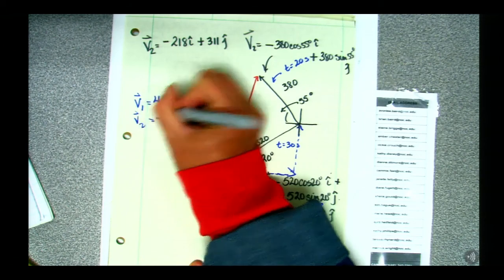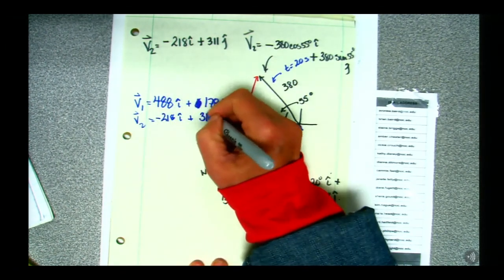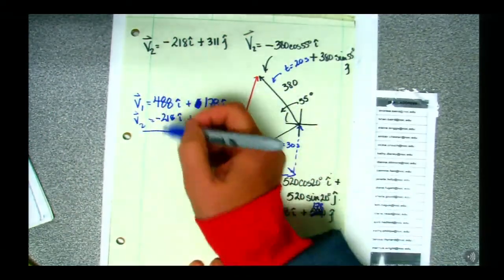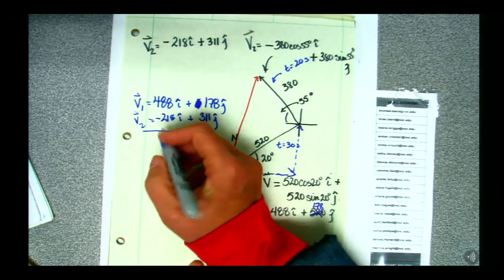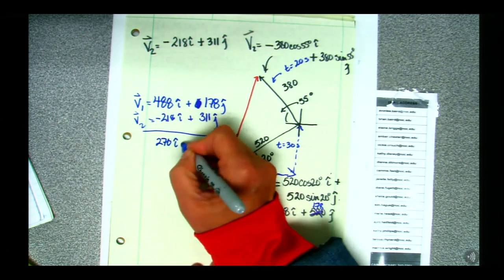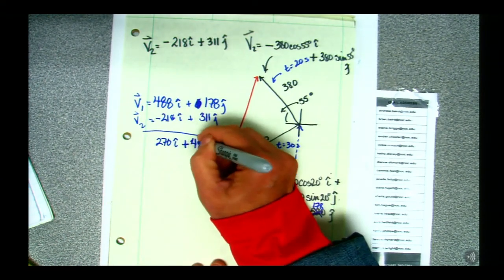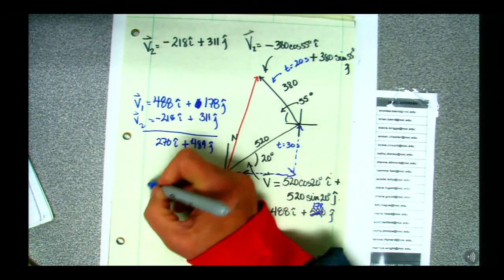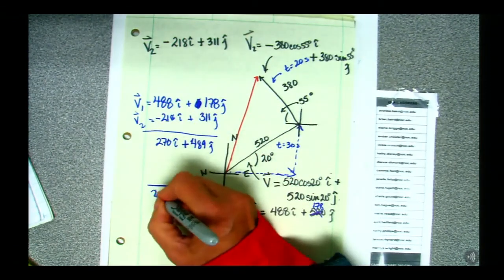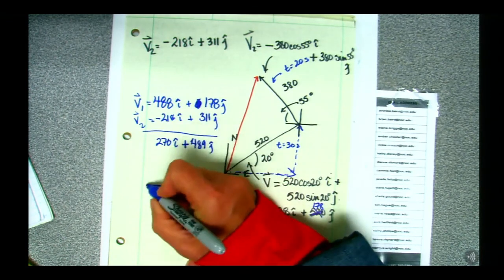So this is going to be minus 218 I plus 311 J. 488 minus 218 works out to be 270. 178 plus 311 is 489. And basically what I now have is a triangle that looks like this, that I'm 270 here and I'm 489 here. I want to know the length of the hypotenuse.